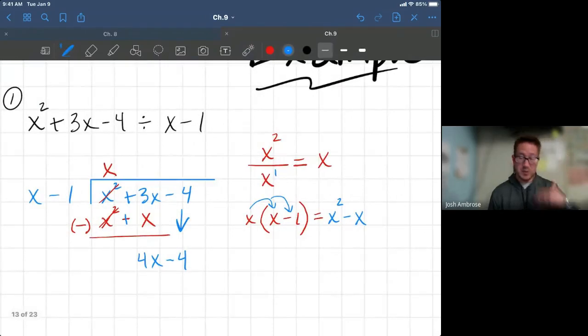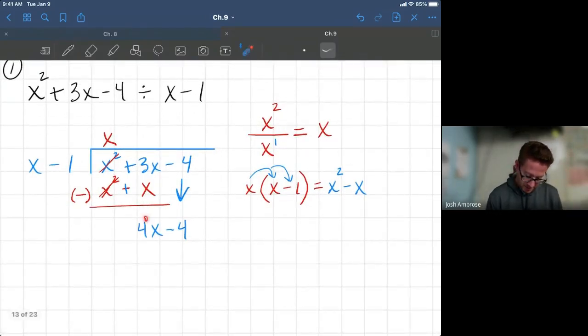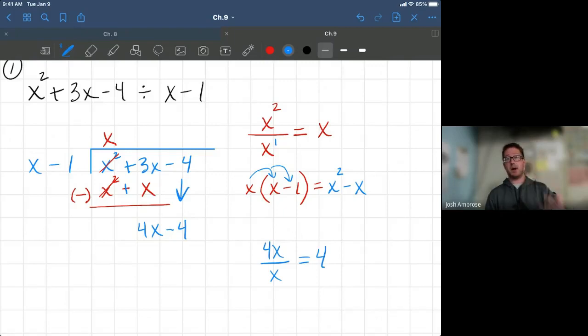So repeat the steps, except now this is the brand new first piece. So here's your new first piece. We're going to divide it by still that first piece of the binomial. So that means 4x divided by x, which will just equal 4. Okay, and it's a positive 4. So that means for the answer, we're going to put a plus 4.